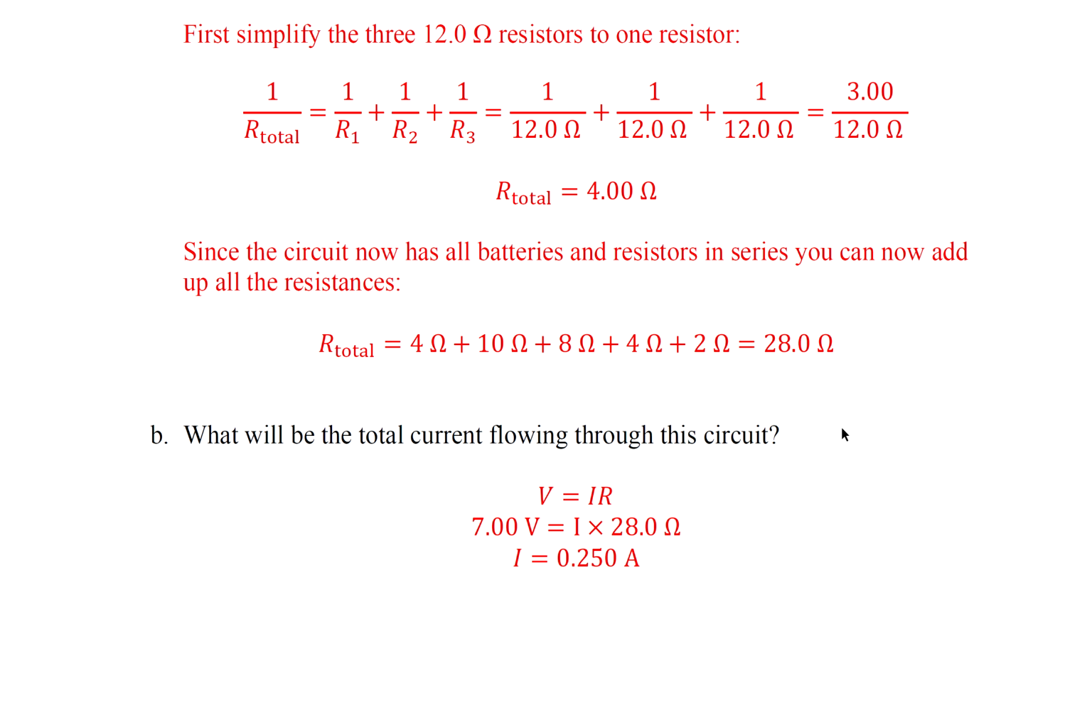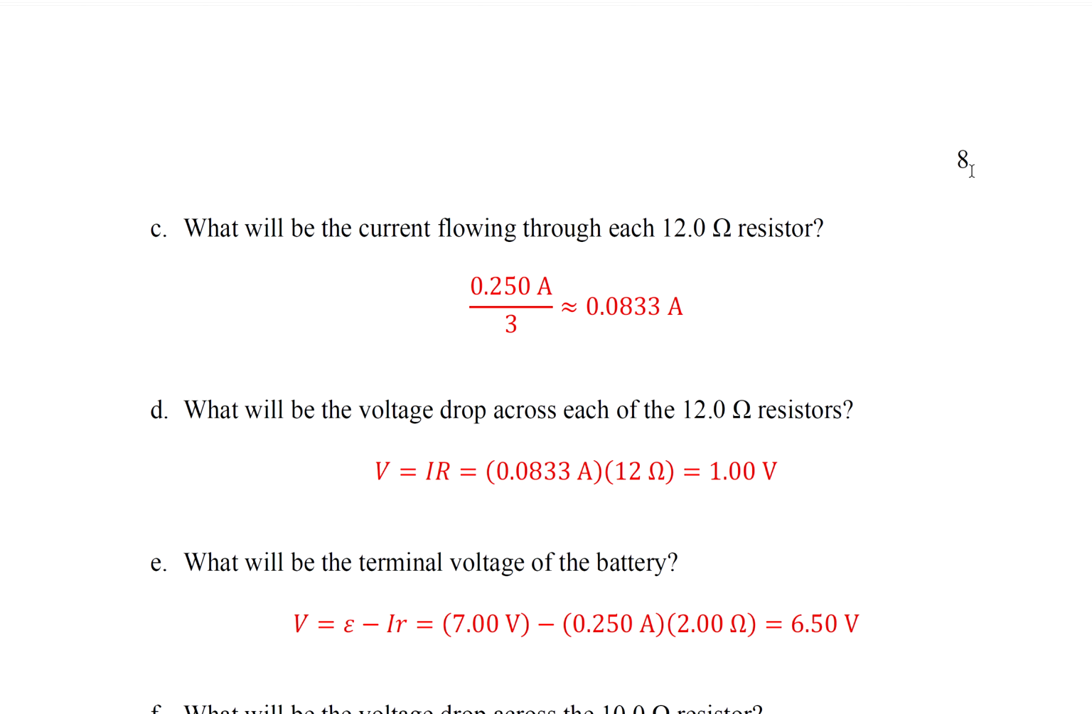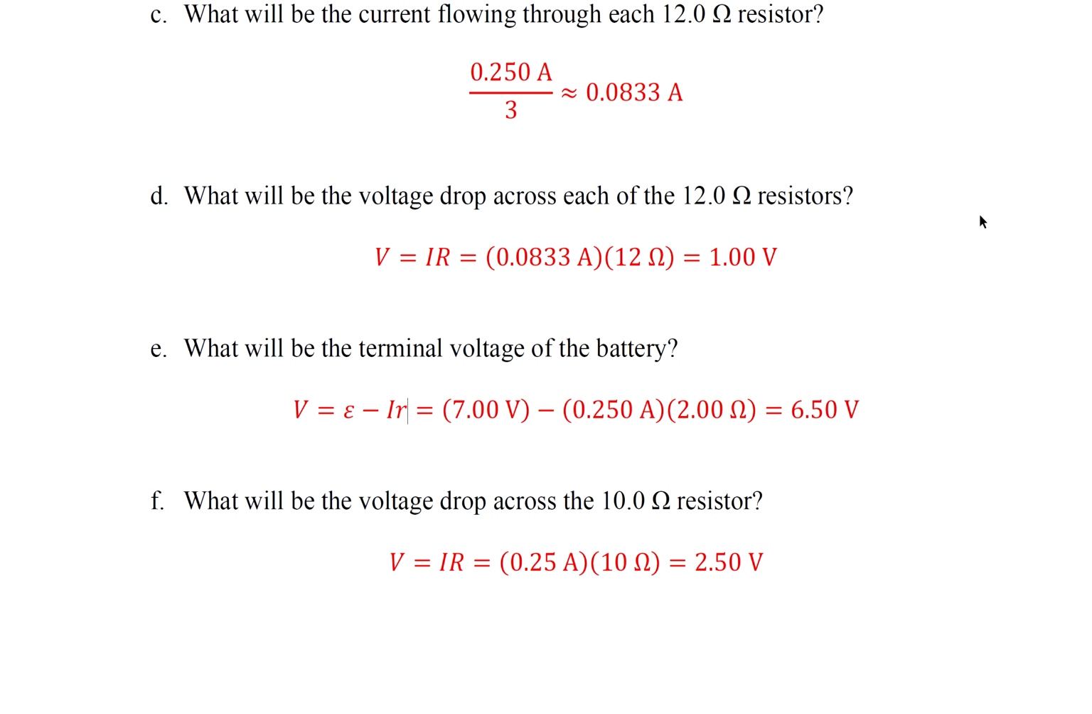Part B, what will be the total current flowing through the circuit? We use the equation V equals IR. Part C, what will be the current flowing through each 12 ohm resistor? Well, they're all going to have the same current flowing through them because they're all in parallel. Part D, what will be the voltage drop across each of the 12 ohm resistors? We'll use the equation V equals IR. Part E, what will be the terminal voltage of the battery? Use this equation. Part F will be the voltage drop across a 10 ohm resistor. Use the equation V equals IR.